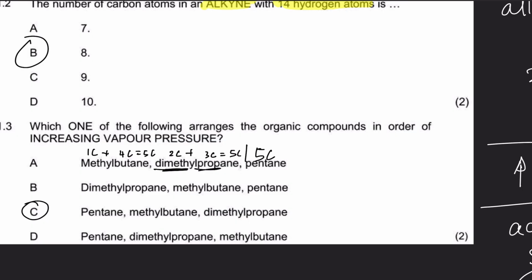Dimethyl propane has the smallest surface area, and since it has the smallest surface area, it's going to have the smallest, the weakest intermolecular force, and it's therefore going to have the lowest boiling point. Whereas pentane, on the other hand, has no branches. It's going to have the strongest intermolecular force, and so will have the greatest boiling point.